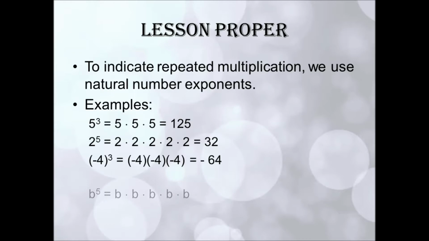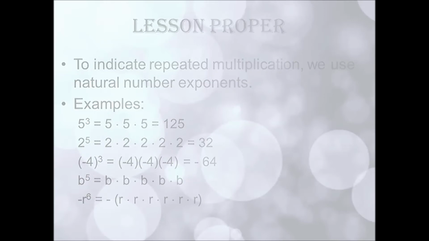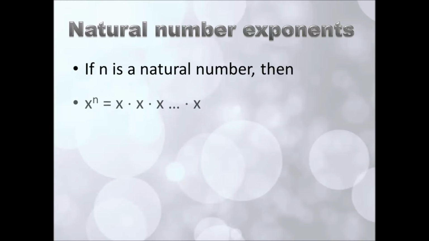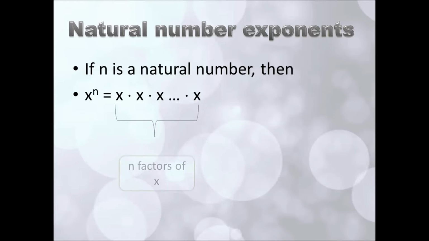Next is b to the power of 5. So it is b times b times b times b times b. Next is negative r to the power of 6. So it means negative quantity r times r times r times r times r times r. Natural number exponents. If n is a natural number, then x to the power of n is equal to x times x times x times dot dot dot times x. So it is n factors of x.